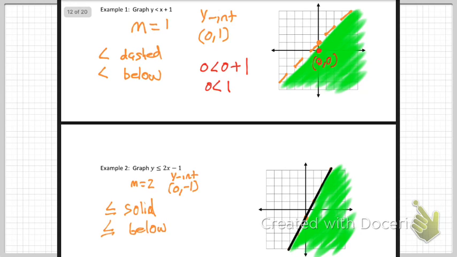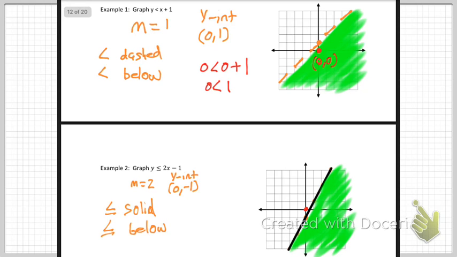Now I want to talk about what a solution is. So let's see if 0, 0 is a solution or not. If I graph 0, 0, the red dot, it's not in the shaded area. So to me this means that this is not a solution to the inequality. But I want to double check it.